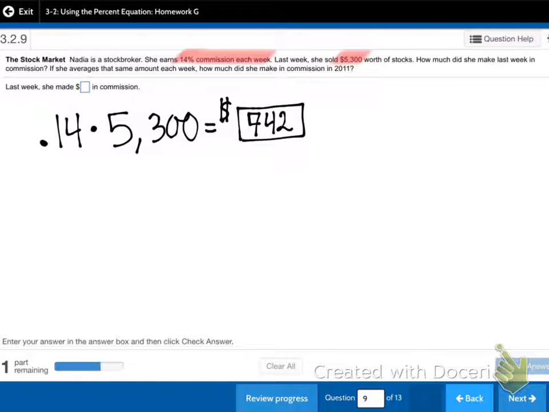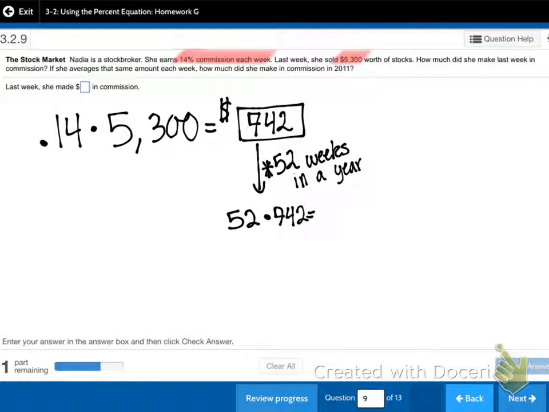This problem assumes that you know that there are 52 weeks in a year. So if you make $742 in one week, then the dollar amount you make per week times 52, because there are 52 weeks in a year, will tell you how much you make in a year. So 742 times 52 will tell me how much I make in a year. So Nadia made $38,584 in commission.